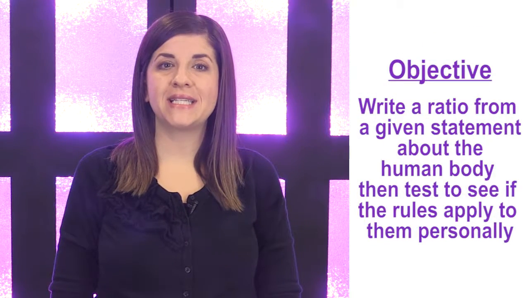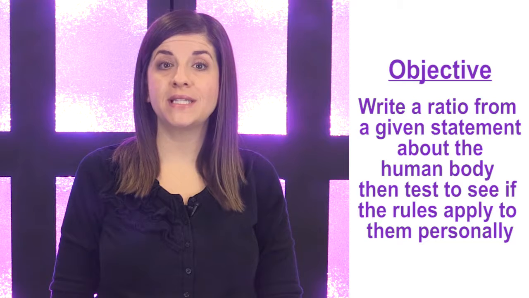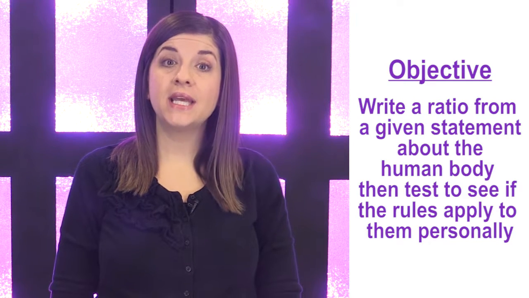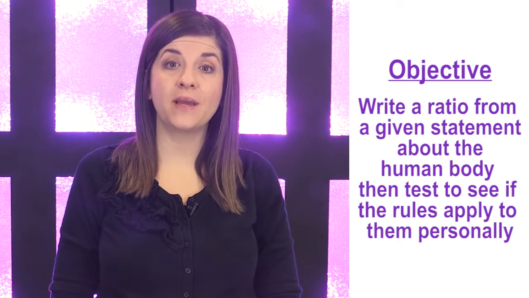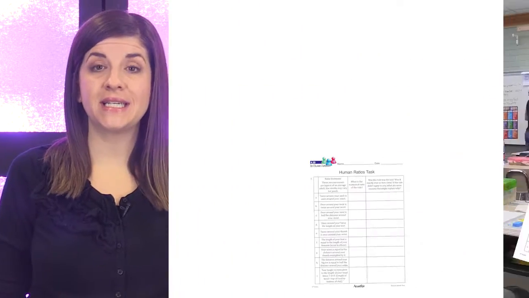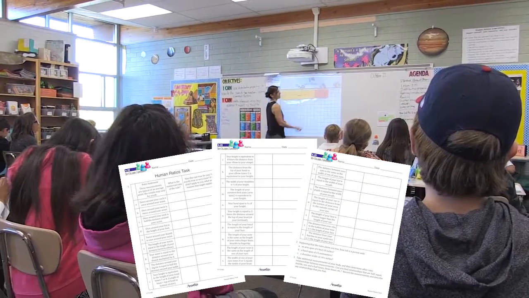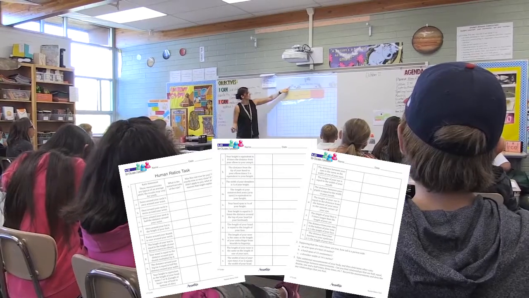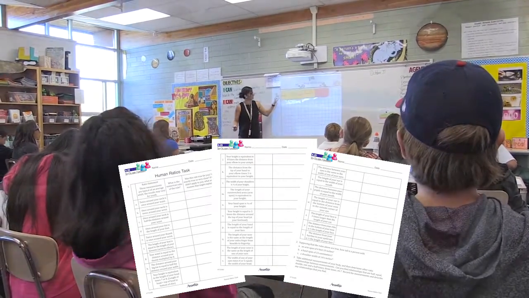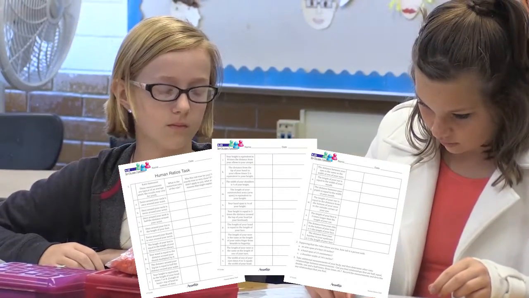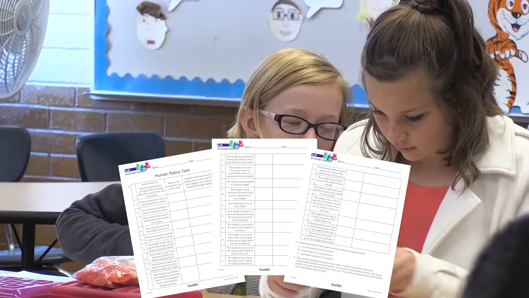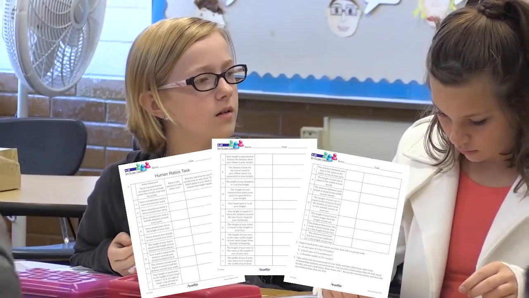The objective of this lesson is to write a ratio from a given statement about the human body, then test to see if the rules apply to them personally. Today's lesson is a task-based lesson where students will use their own body measurements to compare two average ratio rules. Students will identify which measuring tools will work more effectively than other tools in various situations.